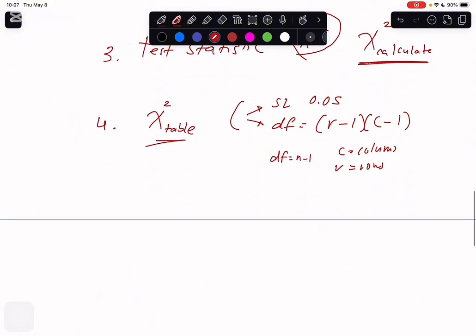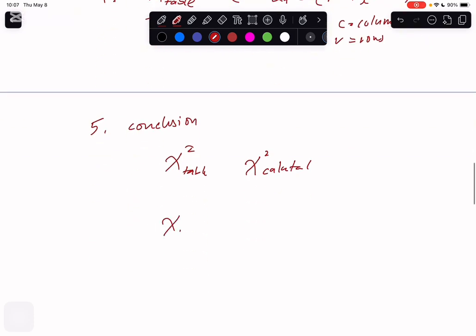Okay? And the 5th step, خلاص, you're gonna come to a conclusion. How do you come to a conclusion? You compare the chi-squared from the table with the chi-squared calculated. الحين if the table chi-squared is bigger than the chi-squared calculated, هني what you're gonna do is خلينا نطلع the numbers ما يطلع غلط حد يصيح علي بعدين.